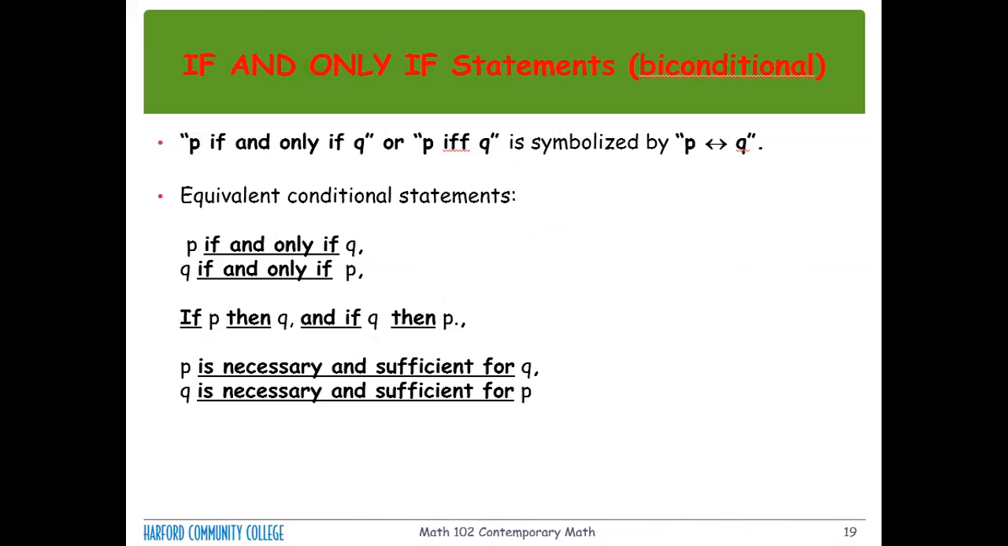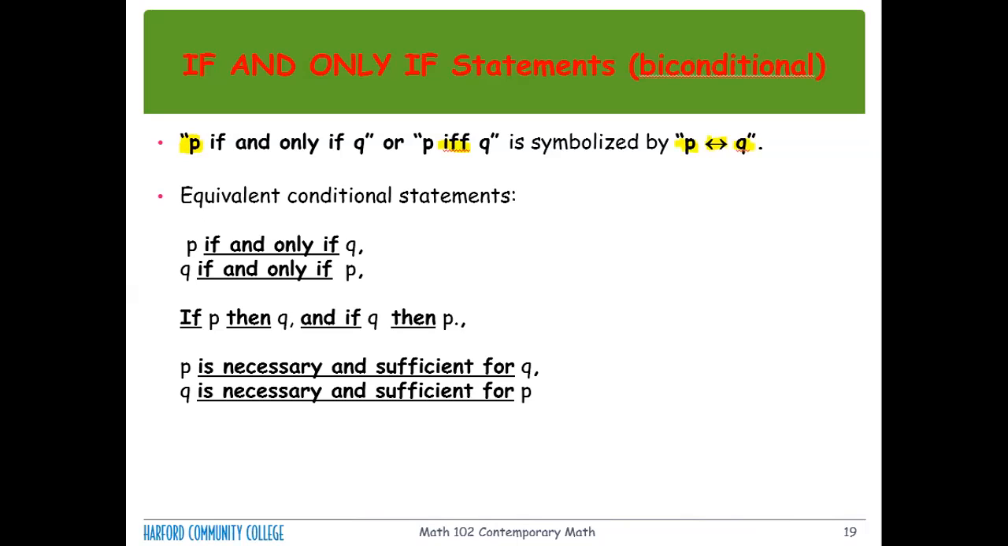The last connective is if and only if. The if and only if statement is called a biconditional statement. The simple statement P, if and only if simple statement Q, or we call it P if and only if Q. The symbolic form of this is the letter P for the simple statement P, and then the two-head arrow as the connective if and only if, followed by the simple statement Q.